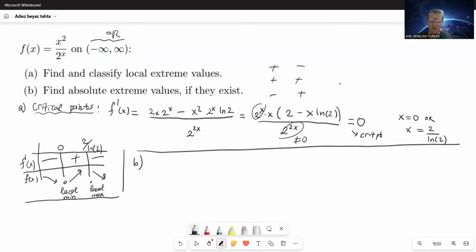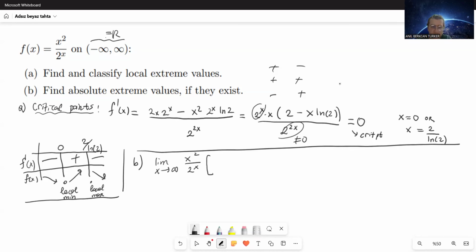Find absolute extreme values if they exist. Now we have a local maximum here and a local minimum here, but I don't know what happens at infinity. I don't know whether it is bounded or not. So let's take the limit as x goes to infinity of x squared over 2 to the power x.